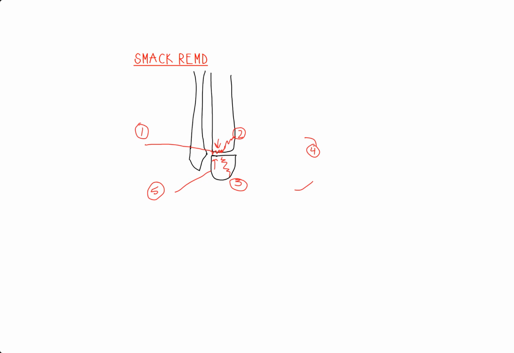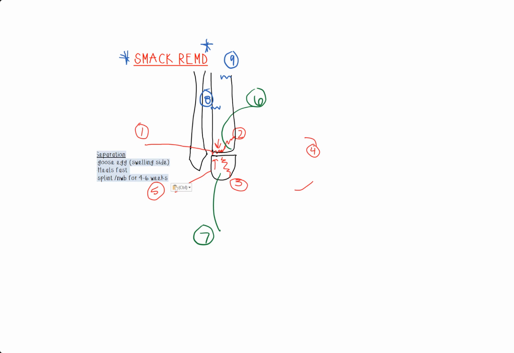And then we have 6, which is going to be the medial corner along that metaphysis. And then we have 7, which is actually the whole epiphysis. Then we have 8, which is going to be midshaft, and 9 is going to be into the diaphysis. So now we're going to add words to all these things, so it makes more sense.